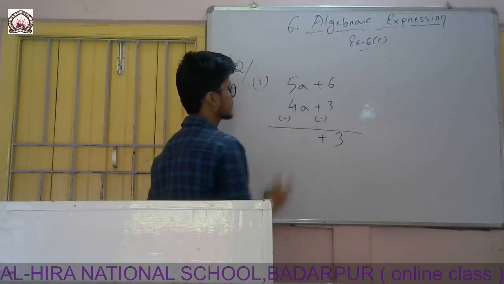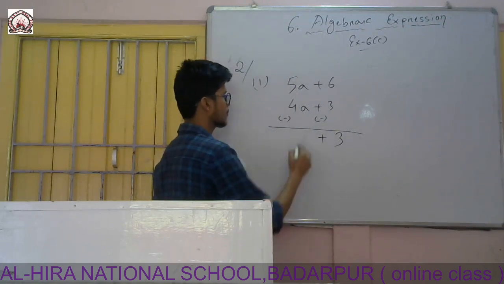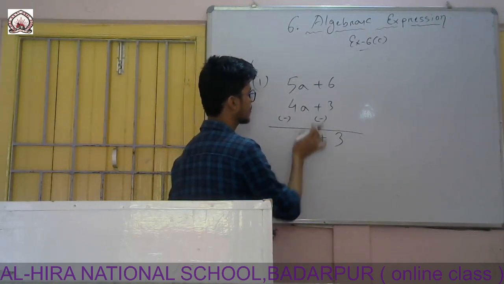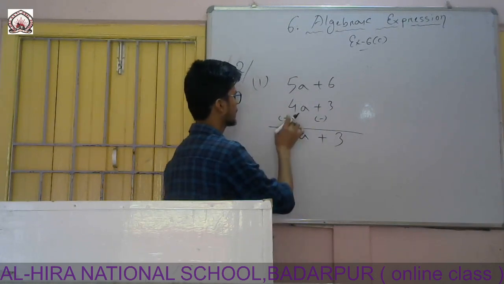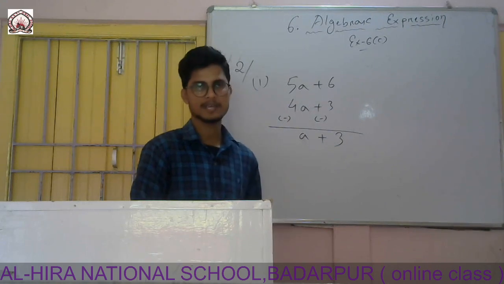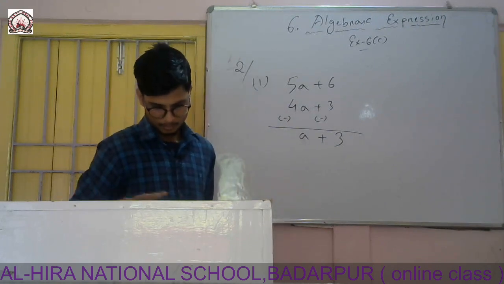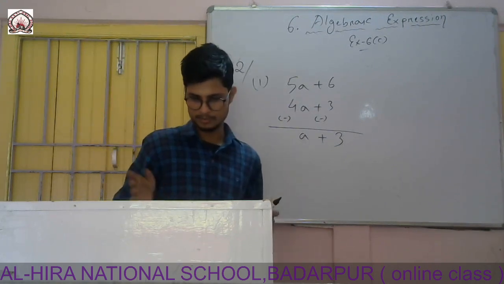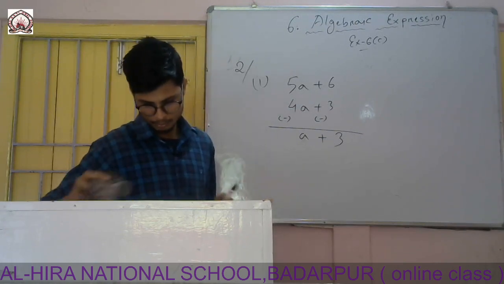Again plus minus it is minus. 5 minus 4 is 1. So no need of writing 1, only you write the variable a. And 5 is greater, so plus. No need of giving the sign. Answer is a plus 3. Roman 2 and 3 you try, also the same. Let me do Roman number 4.